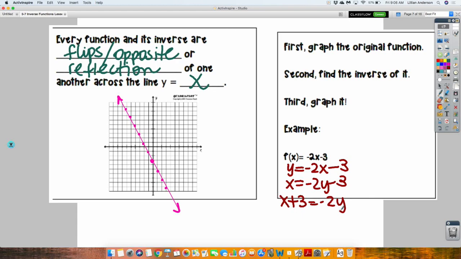What do I need to do from here? Divide by -2. And then replace, right?